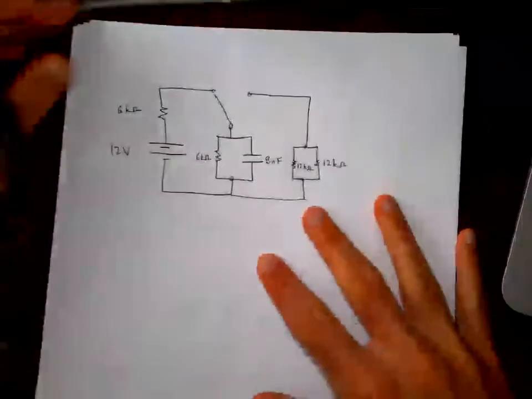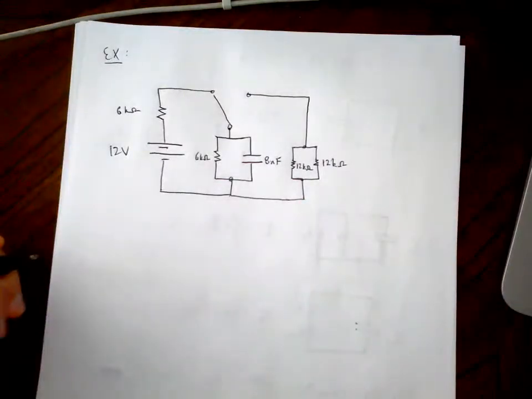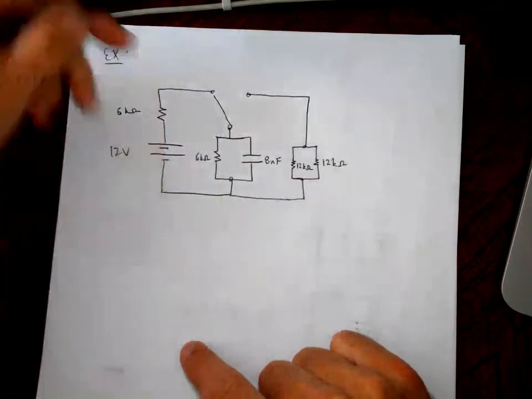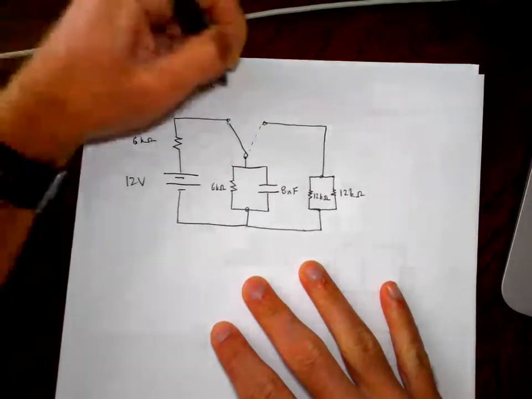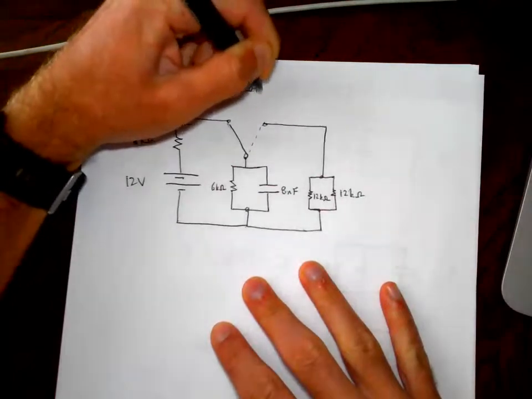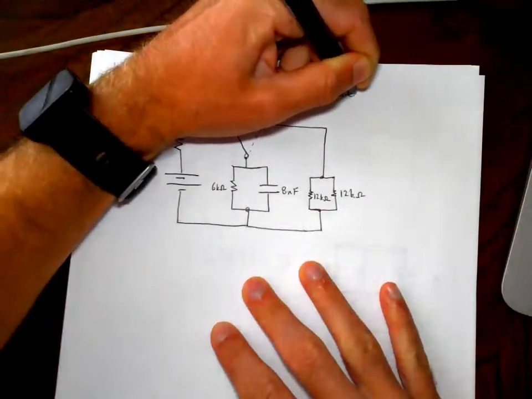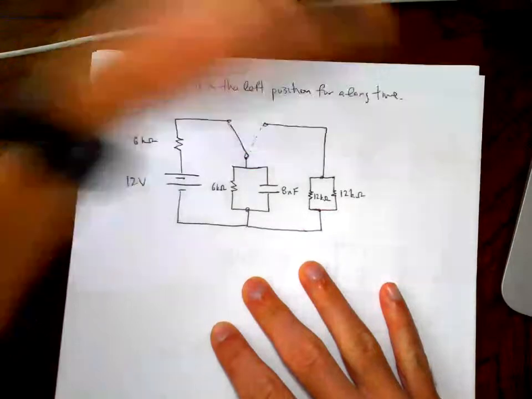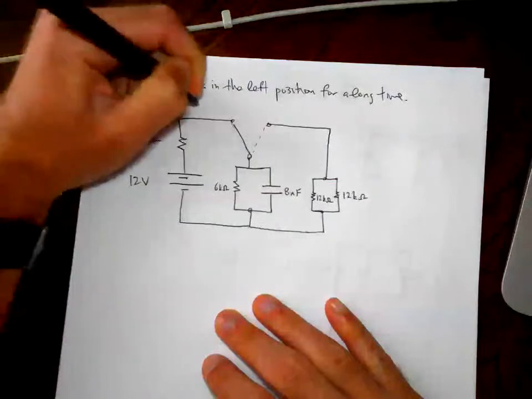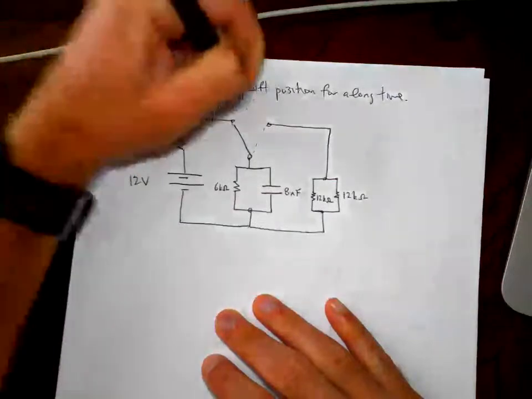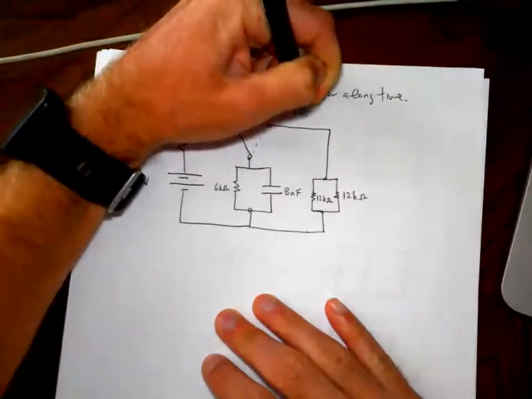A more difficult example here. Here's an example. So basically, the switch is in the left position for a long time. Okay. At t equals 0, it is moved to the right position.